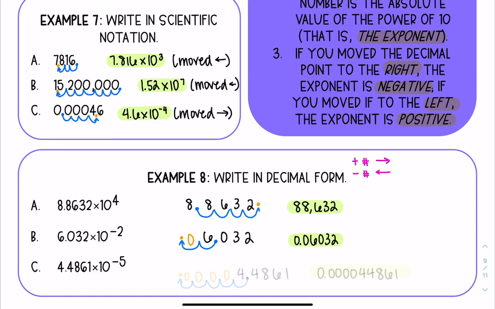And the last one. We've got 4.4861 times 10 to the negative 5. So we're going to move this 5 spots to the left. 1, 2, 3, 4, 5. And then fill in the zeros that are needed. So this becomes 0.000044861.